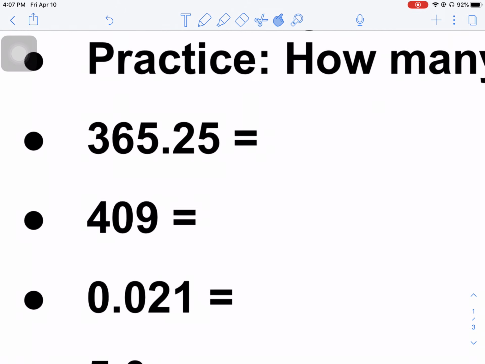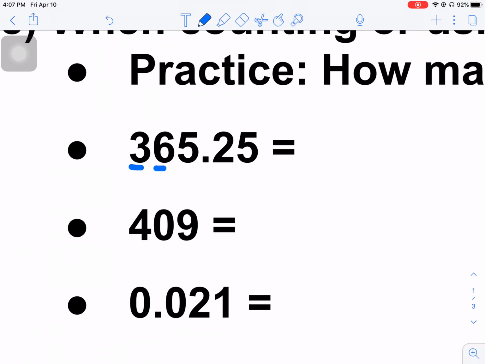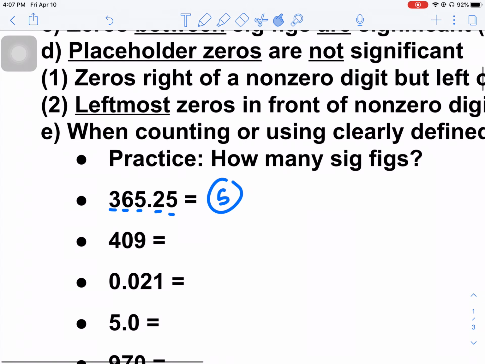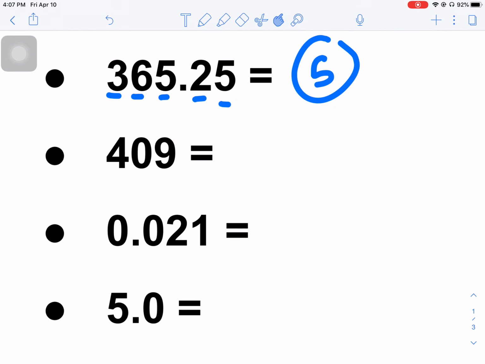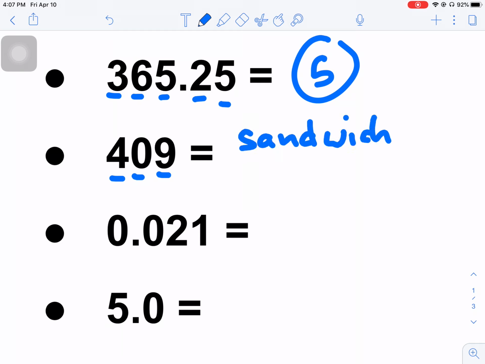All right, so the way I'm going to do this is just kind of dig in. So 365, all non-zero digits are significant. So that would have 3. Oh, guys, I did forget to tell you one rule. When counting or using clearly defined values, you can have an unlimited number of sig figs. I'll explain that when we get to some of the examples. Second example, 409. Well, all non-zeros are significant, and that 0 in the middle is what I say sandwiched. So that 0 in the middle is significant. So in the case of 409, we have three significant figures.